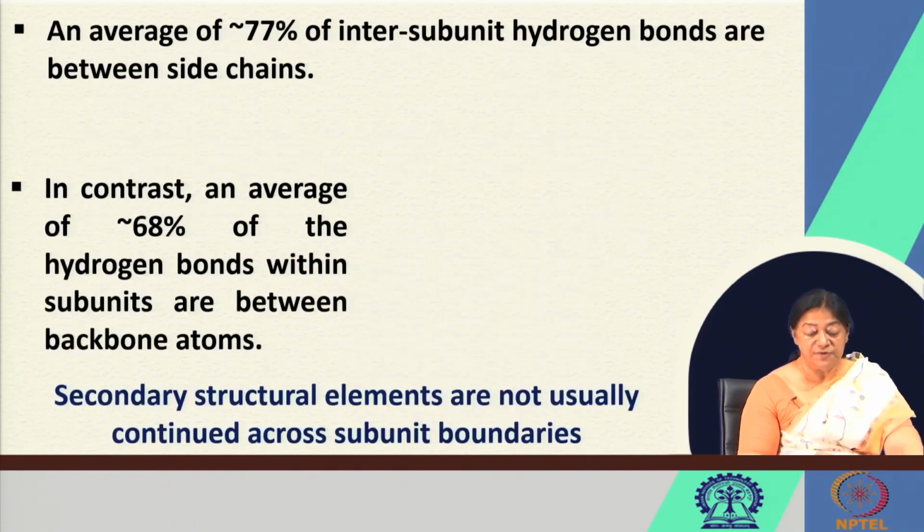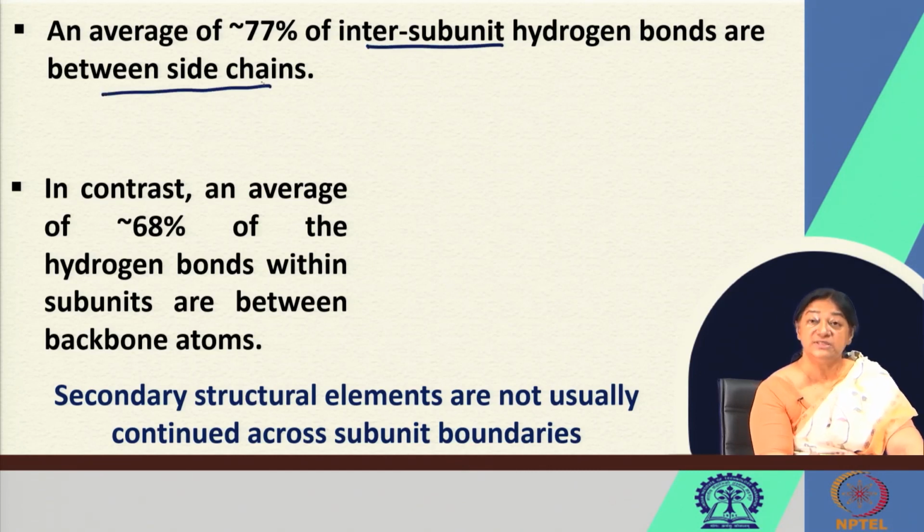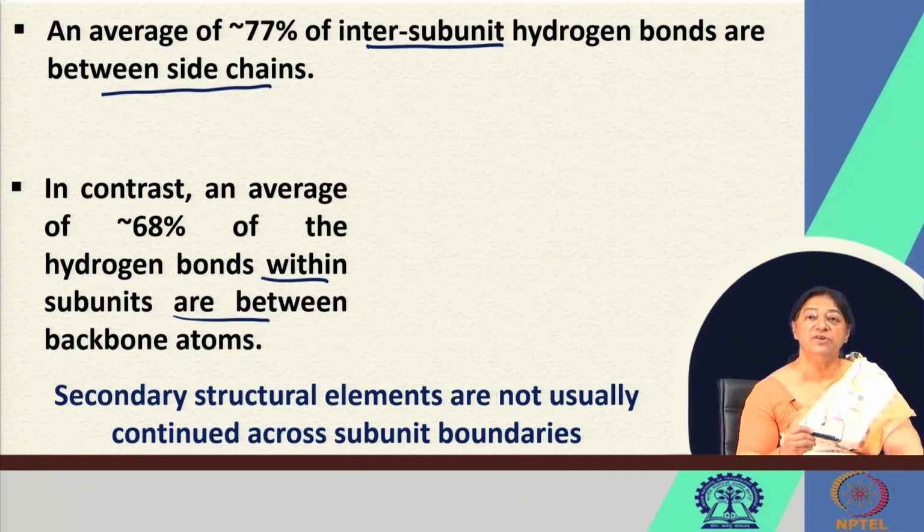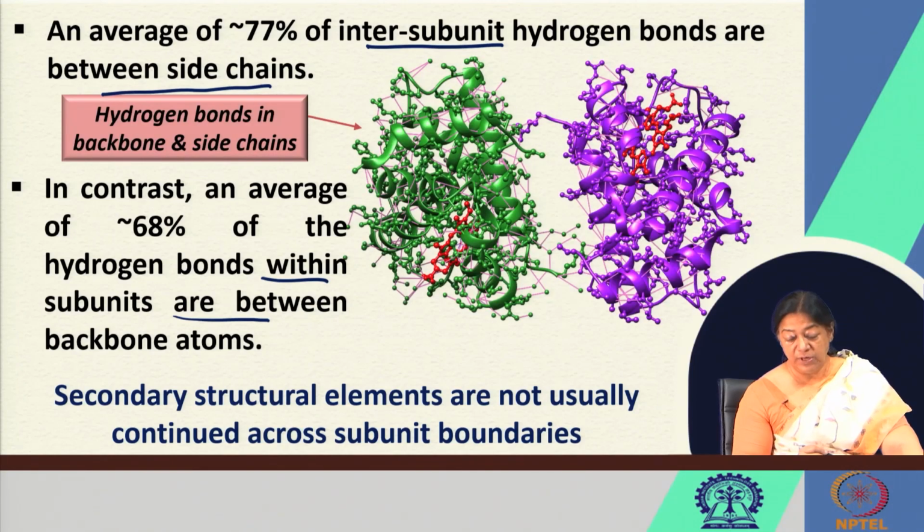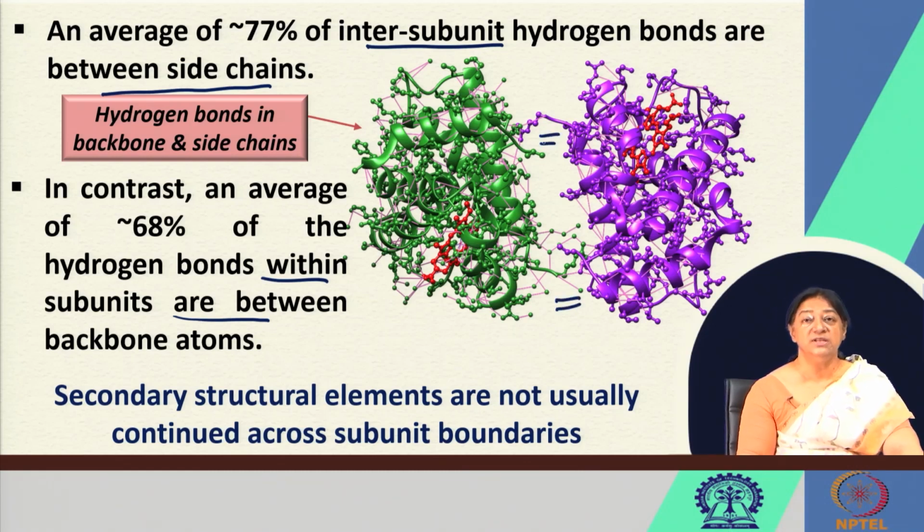So, an average of 77% of inter-subunit hydrogen bonds are between the side chains. We have to hold the subunits together, and the hydrogen bonds generally within the subunits are between the backbone atoms, and the secondary structural elements that we observe are not generally carried over the subunit boundaries. So, these would be two subunits held together in a fashion that could include hydrogen bonds in addition to preferable hydrophobic interactions.